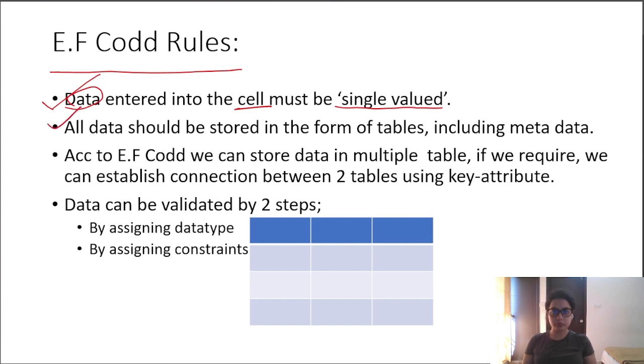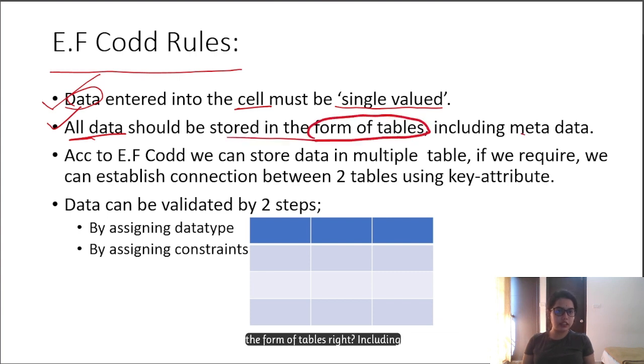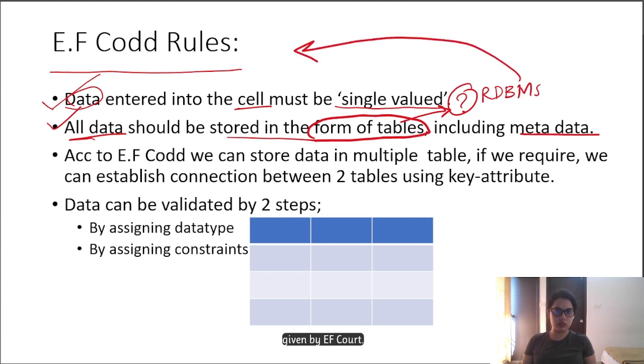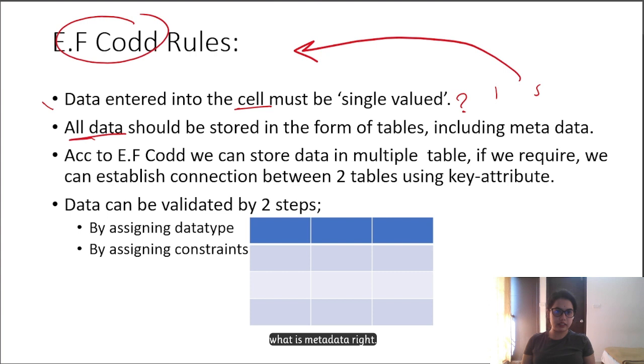Second, all data should be stored in the form of tables, right? Including metadata. Remember, why in the form of table? Because it is RDBMS whose rules is given by EF chord. Okay. Now let's understand what is metadata, right?